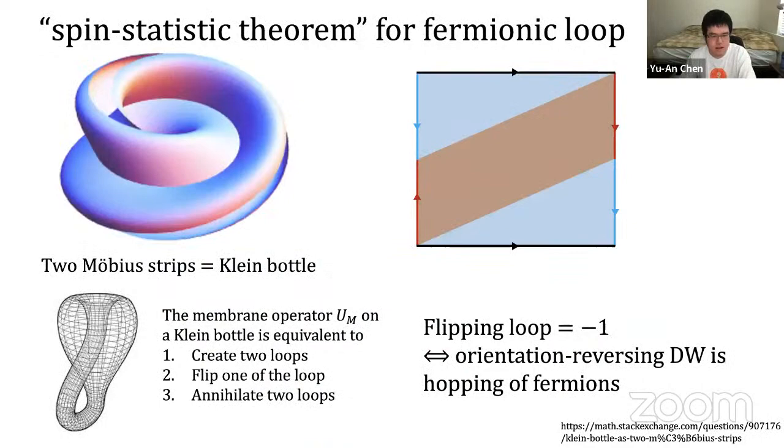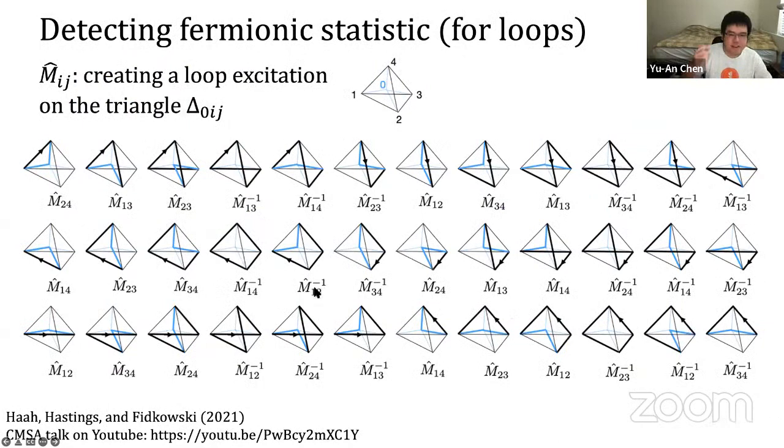Oh, sorry, I forgot one thing to mention. In 2D, for the fermion particle, we have the T-junction process to detect the fermion specifically. In the recent paper by Hartheisen and Fikowski, Fikowski gave a talk at CMSA before, so please use this YouTube link. I think it's on Juven's YouTube channel. They try to control a process: they start from the original configuration of some loop excitation, and it goes through a process and goes back to the original configuration with the arrow in the opposite direction.